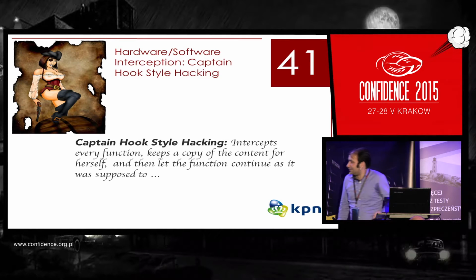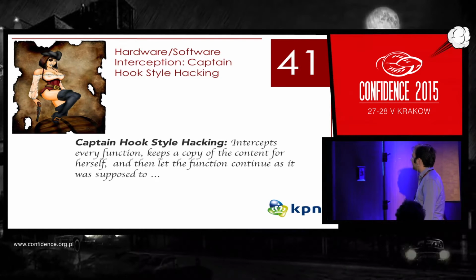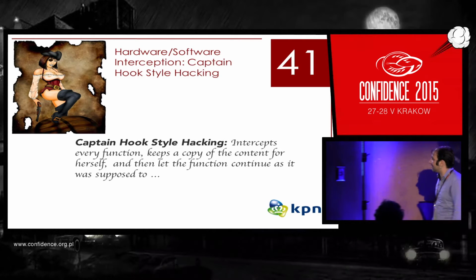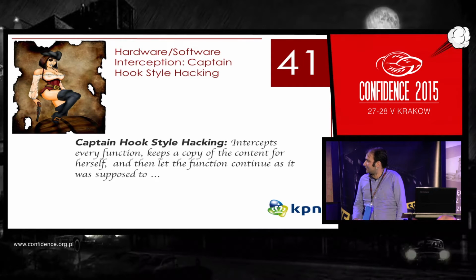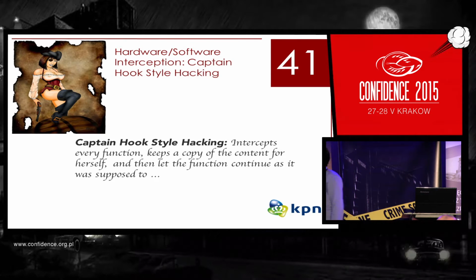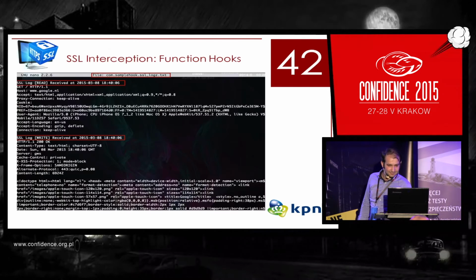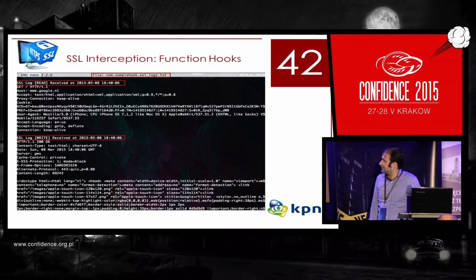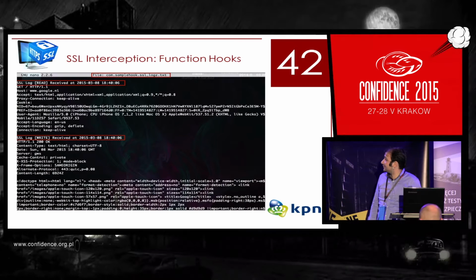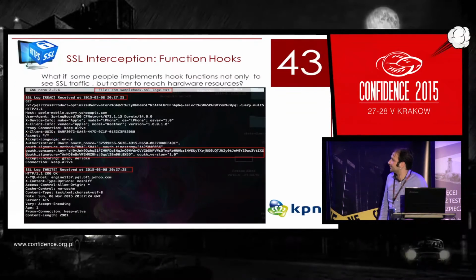Once we implemented this, we came up with an interesting analogy, a top-down hook style. We intercept every function and keep a copy of the content for ourselves, in a similar manner to what the NSA does. So once you run the application with the dynamic library, you can obtain everything in plain text.